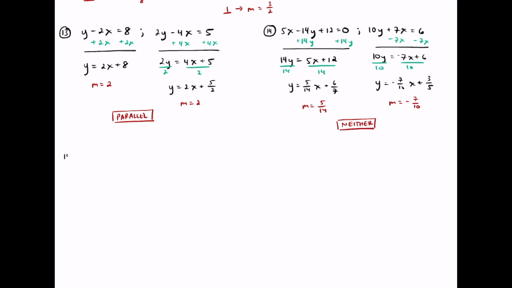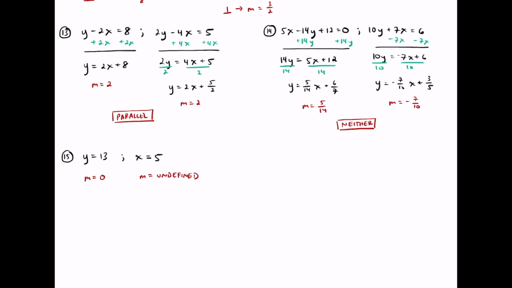All right, for 15, let's try another one. We'll do two more of these. First equation, we have y is equal to 13. Second equation we have is x is equal to 5. Well, this is actually a lot easier than the other one. So this first one on the left is a horizontal line. So we know right away the slope is 0. And to the right, x equals 5, that's a vertical line. So we know the slope for this one is undefined, right? Vertical lines have slopes that are undefined.